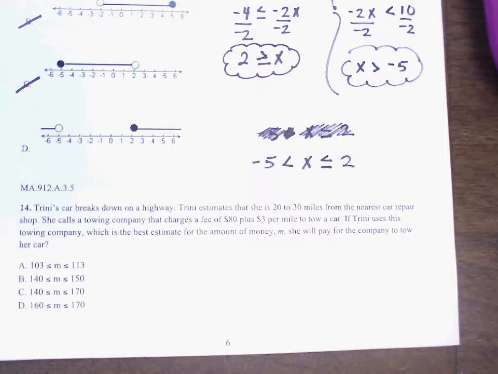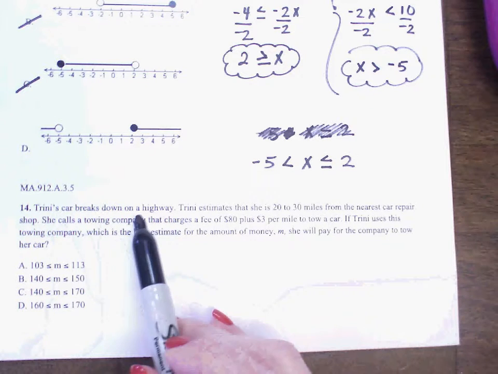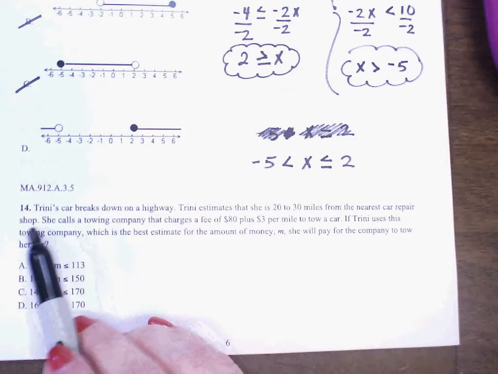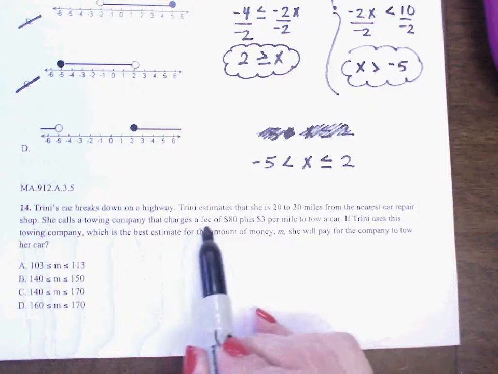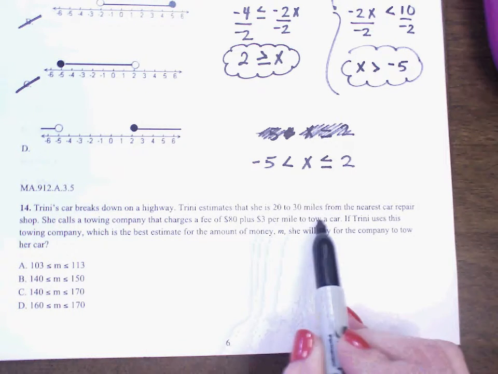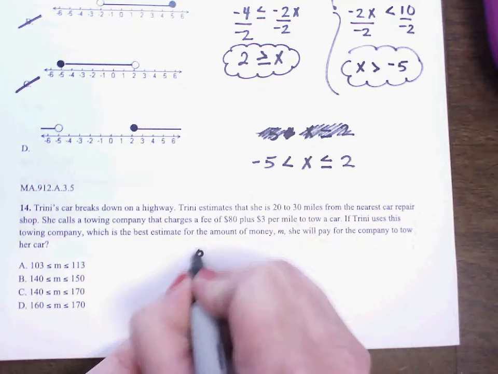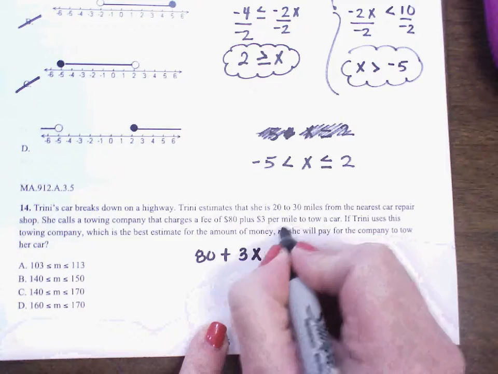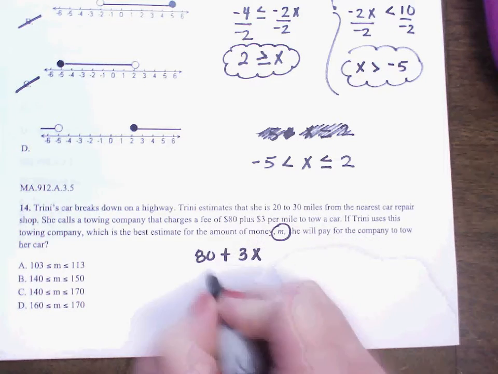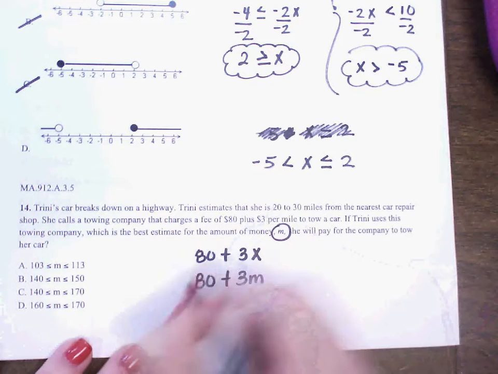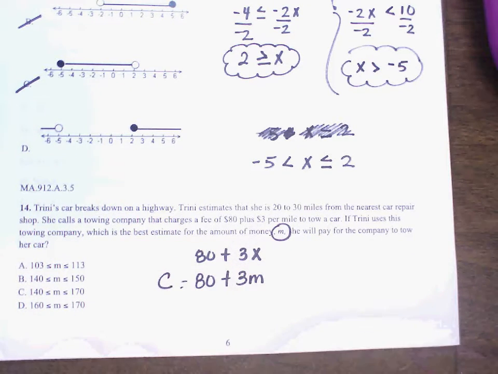All right, Trini's car breaks. This is going to be our last one. Trini's car breaks down on a highway. Trini estimates that she is 20 to 30 miles from the nearest car repair shop. She calls a towing company that charges a fee of $80 plus $3 per mile to tow a car. All right, so 80 plus 3 per mile. Or x or m. Actually, they're using m. So it could be 80 plus 3m. And that should be equal to the cost, how much she has to pay.